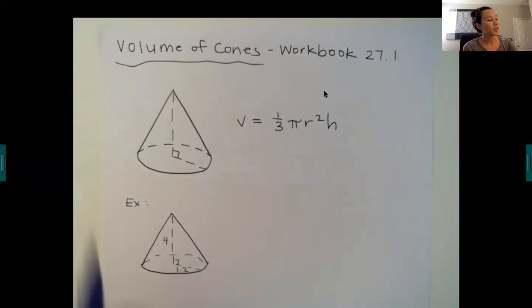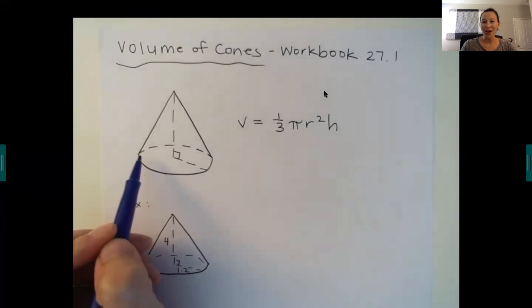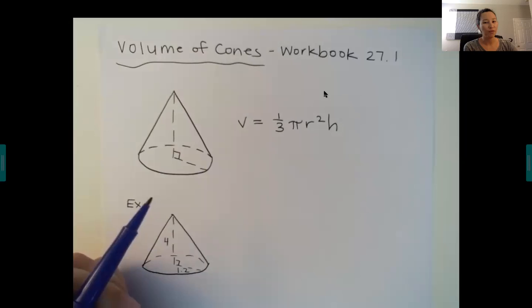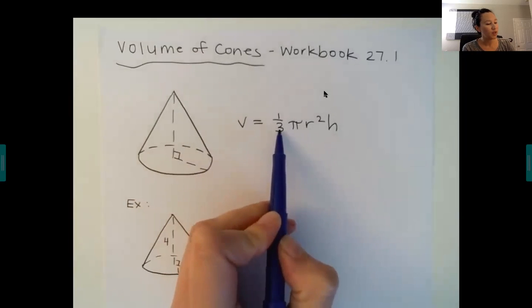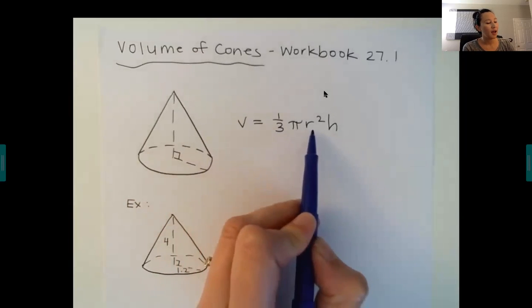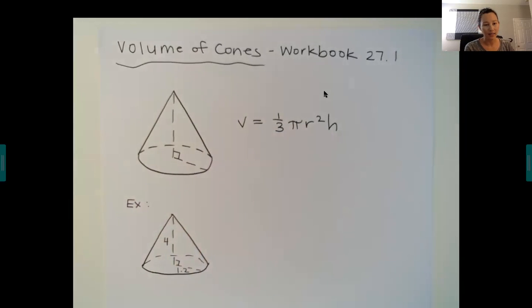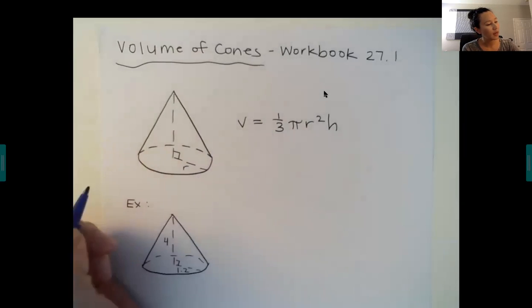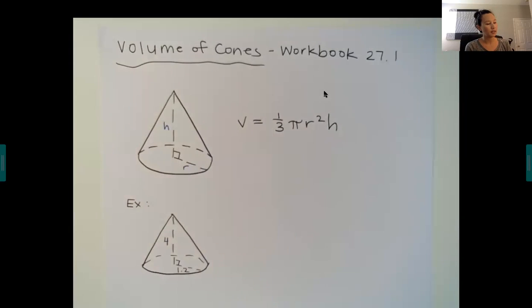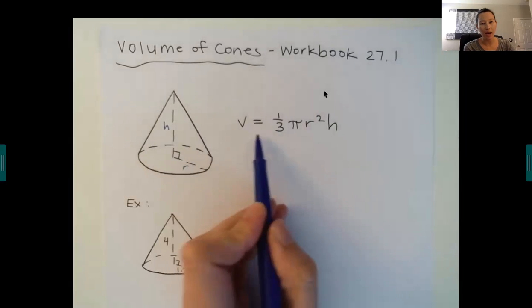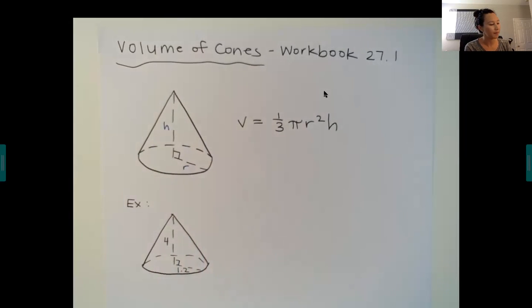So the volume of a cone. When I hear that, I think of a waffle cone, an ice cream cone. So that's what we are now finding the volume of. The formula is 1/3 of pi times the radius squared times the height. Here's our radius, here's our height, and we just have to find our radius, find our height, and plug it into our formula.